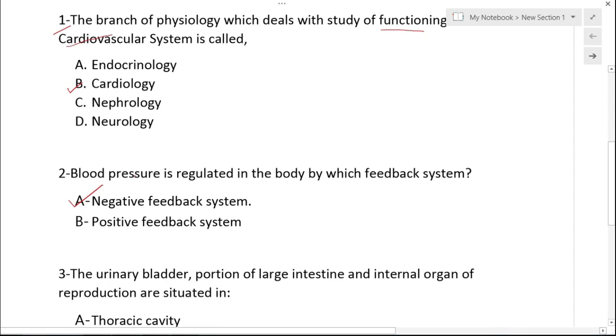Examples of other negative feedback systems occurring in the body: one is blood sugar regulation. Here in this question it is talking about blood pressure regulation. The second example for negative feedback system is blood sugar regulation, which also comes under negative feedback system. Another one is body temperature regulation, that is also a negative feedback system.